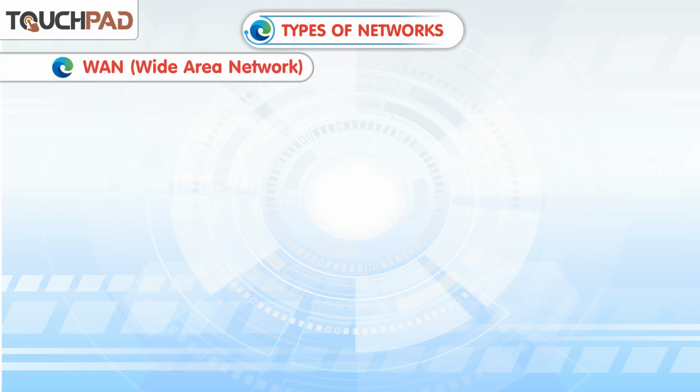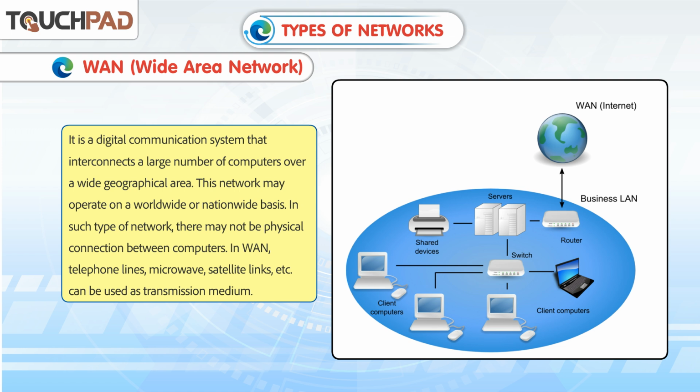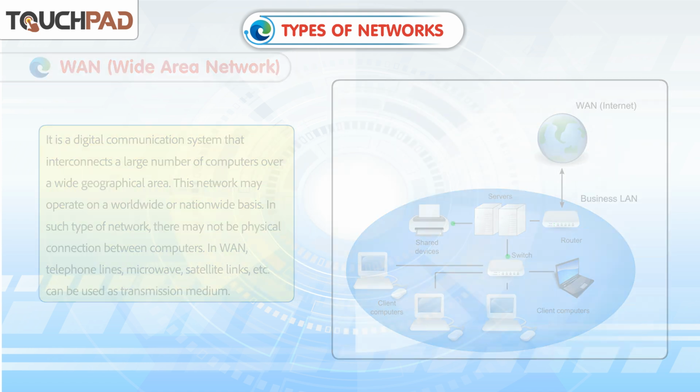WAN, Wide Area Network. It is a digital communication system that interconnects a large number of computers over a wide geographical area. This network may operate on a worldwide or nationwide basis. In such type of network, there may not be physical connection between computers. In WAN, telephone lines, microwave, satellite links, etc. can be used as transmission medium.